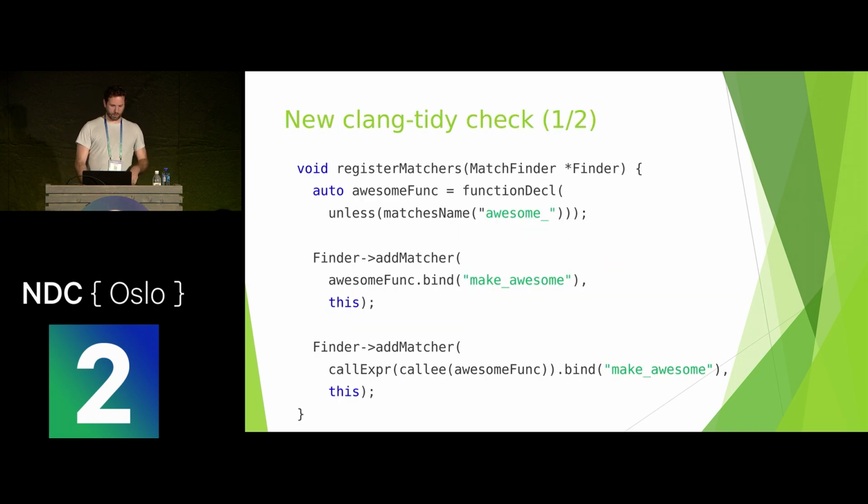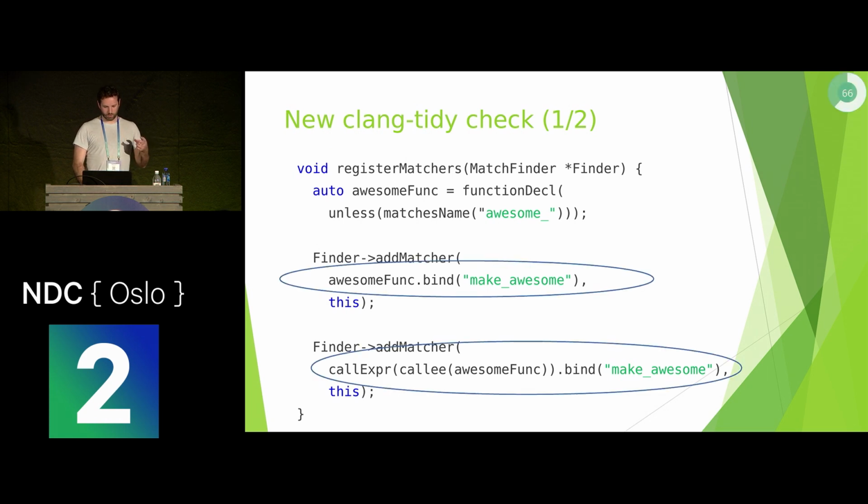Okay, so I'm just again illustrating here that there are 2 steps in creating a clang-tidy check. The first one is to write your matchers. Here I've got 2 matchers in my C++ code now. And you can also see that I'm reusing a matcher twice. So here I have functionDecl and everything, and I'm assigning that to a C++ variable awesomeFunc, and I'm binding it down here when I call addMatcher, but I also use it again with the callExpr matcher, which we saw before. So this is how you would add an awesome prefix to both your function declarations and your function calls.